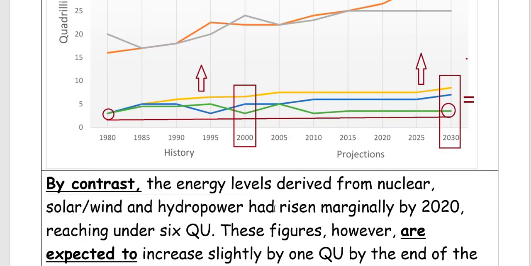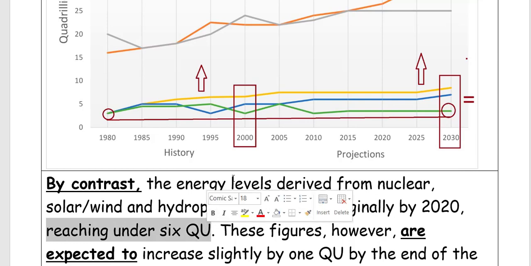Okay, had risen marginally by 2020. So here we have 2020. So rise, rose, risen. We need to use the past perfect here. Marginally means a little, slightly. Okay, so remember when we use the preposition by, make sure to use the past perfect, had risen. The opposite would be had decreased. Okay, next, reaching under 6 quadrillion units.